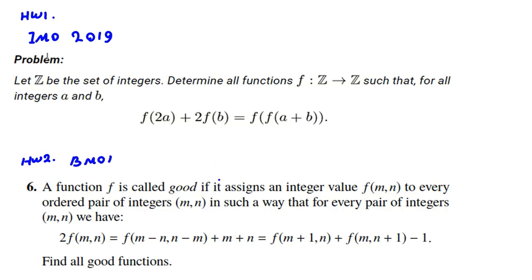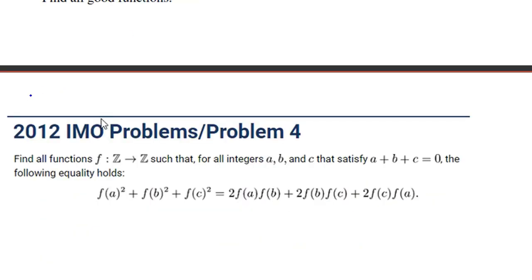The difficulty I can say is the same. It is BMO 1, but the difficulty, because this is an easy IMO problem. BMO 1, I think it was for 2019. I don't know, 2019, 2018, 2020. Try to solve this problem also. Also try to solve this IMO problem as homework number 3. It is again not a hard problem.